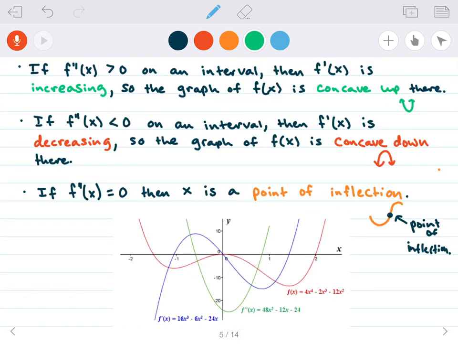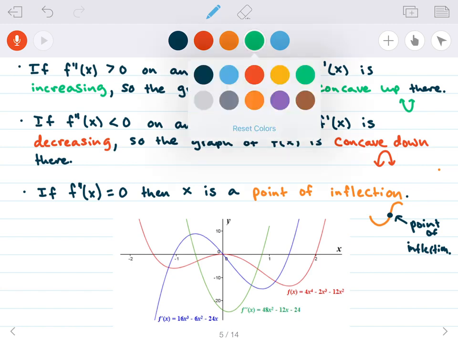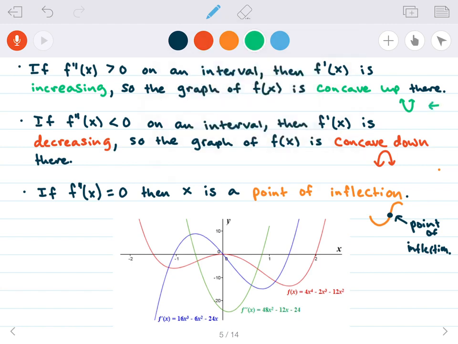All right, so now let's talk about the shape of the second derivative. If the second derivative is positive on an interval, then the first derivative is increasing. We just talked about that. And therefore, the graph of the original function is concave up, which means it's U-shaped right here. If the second derivative is negative on an interval, then the derivative is decreasing, so the graph of the original function is concave down there. And that's going to be this upside down U, concave down.